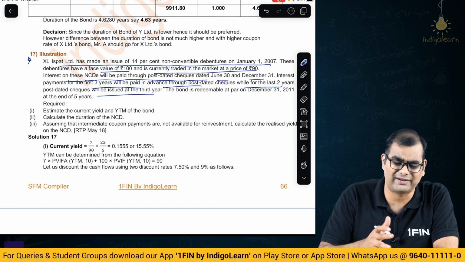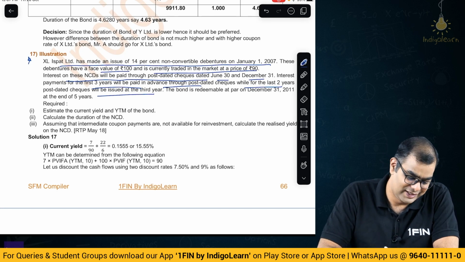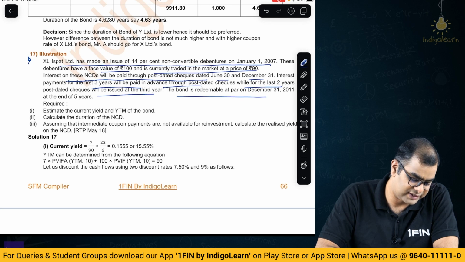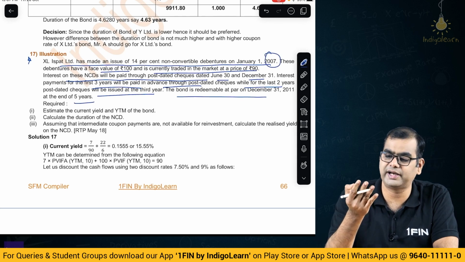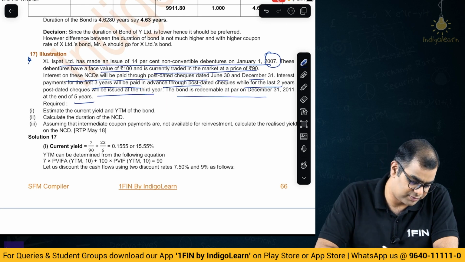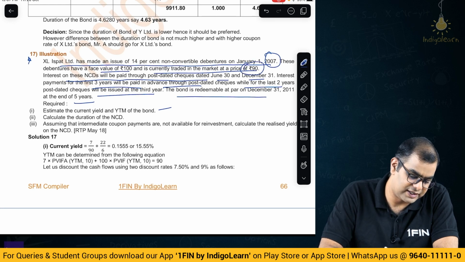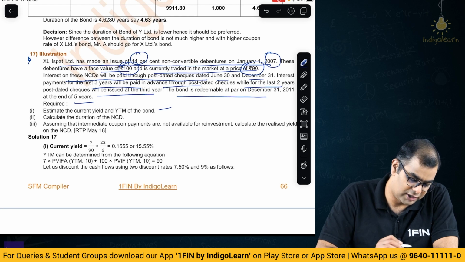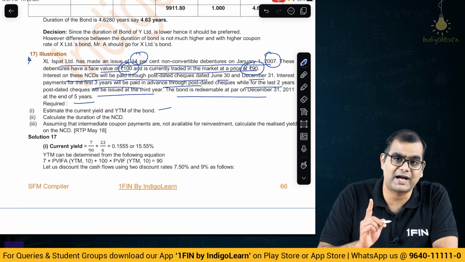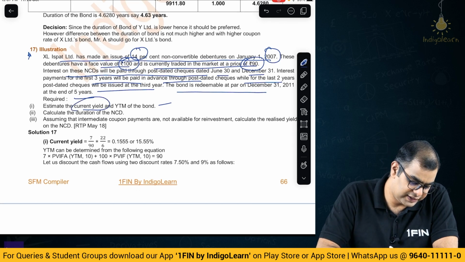So, basically, it doesn't matter when the checks are issued, you are paying. The bond is redeemable at par on 31st of December 2011 at the end of 5 years. So, in 2007 it is issued. So, 7, 8, 9, 10, 11, 5 years. Correct. Everything is proper. You are required to estimate the current yield and YTM of the bond. See, market price is given at 90, face value is 100, 14% is the coupon and the payment is half yearly. So, current yield and YTM.